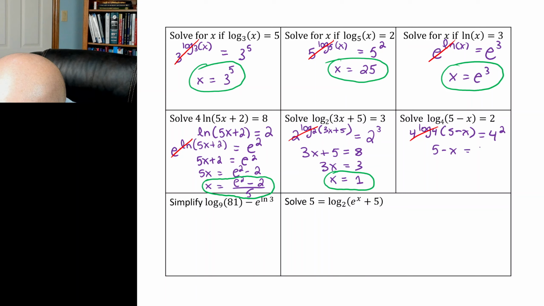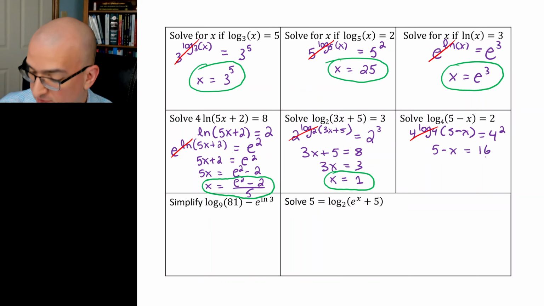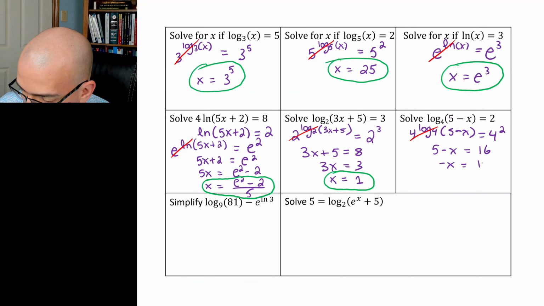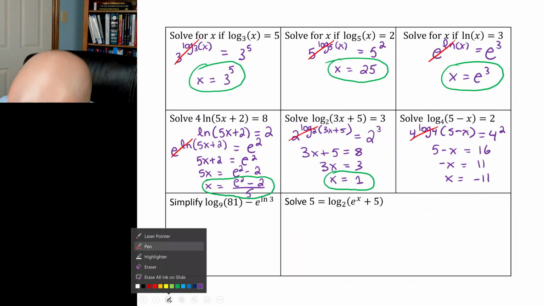So 5 minus x is equal to 16. I'm going to subtract 5 from both sides, so negative x is equal to 11. And then divide both sides by negative 1. So x is negative 11.